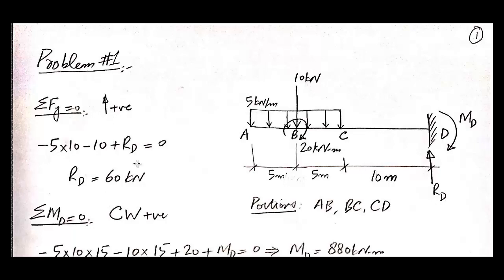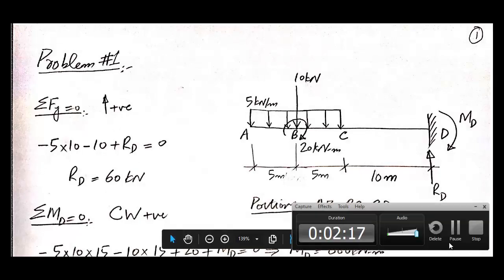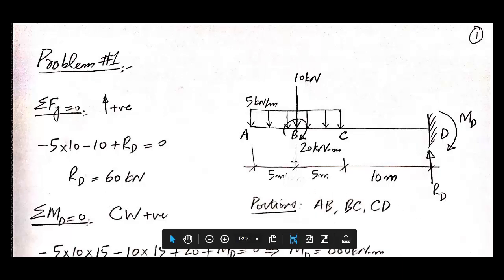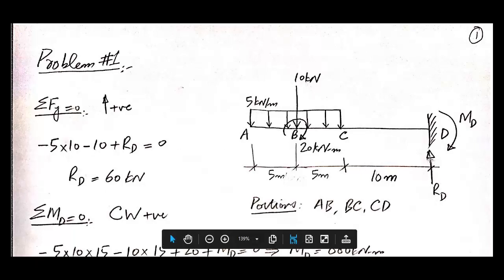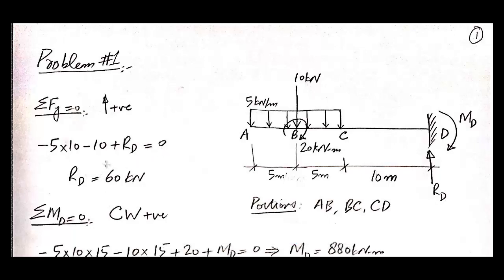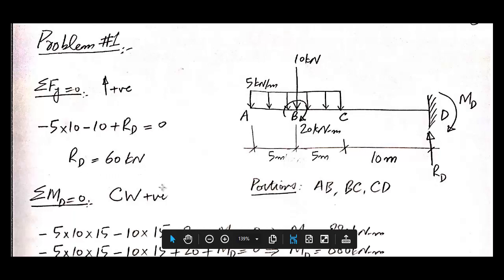So if we start from left side, we have a UDL acting in the downward direction. So minus 5 into 10 is the area of this UDL, and then this 10 kilonewton load acting in downward direction, so minus 10, and then plus RD. RD is assumed in upward direction, and that should be equal to 0. Now in this equation we have only one unknown, so RD comes out to be 60 kilonewton.